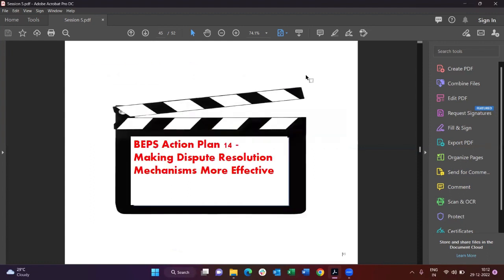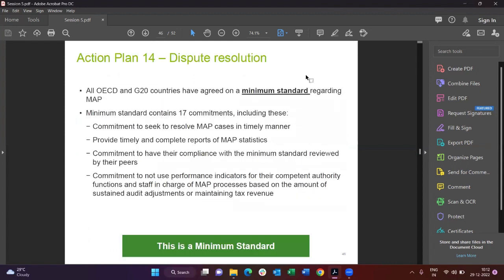Action Plan 14 was making the dispute resolution mechanism more effective. So this is a minimum standard. As you all know, BEPS has been introduced with 15 action points. Any new thing introduced would lead to a lot of disputes between two countries or between the persons or the MNEs. To resolve this, there should be a minimum mutual agreement procedure, and the dispute should be resolved in this manner.